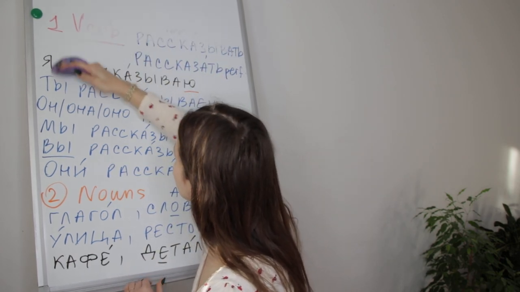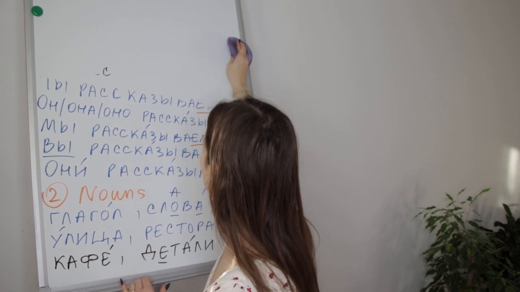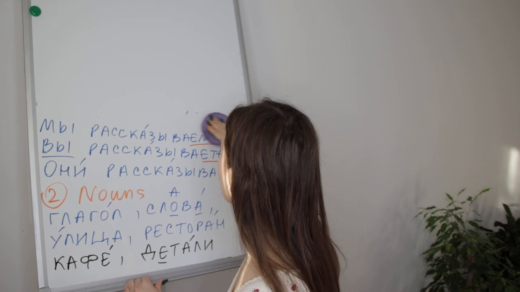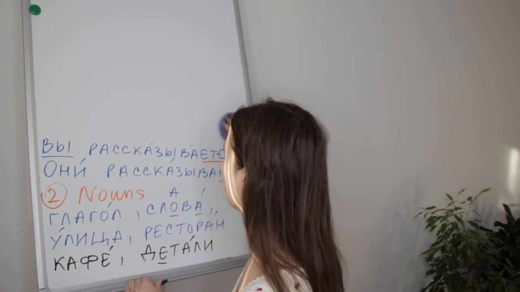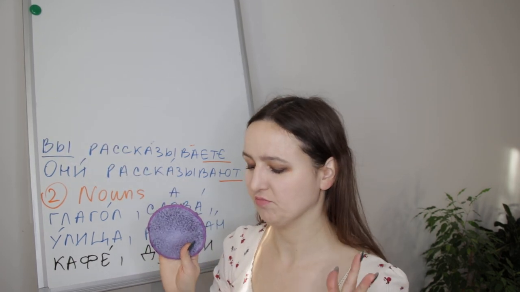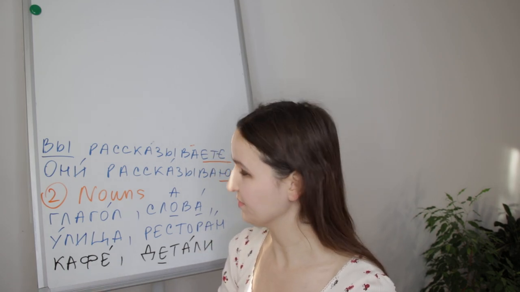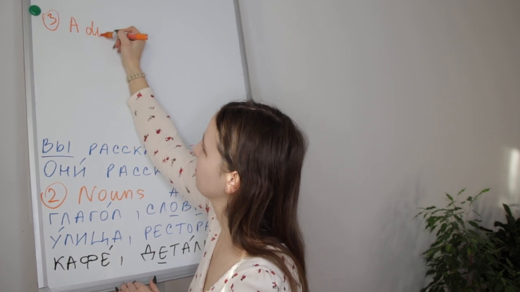Okay, let's continue with adverbs. Next part, number three, is about adverbs. In future, I will change these parts a little bit because this course is still, I don't have very strong rules about this course, so I'm still changing it. Итак, adverbs. Номер три is adverbs.